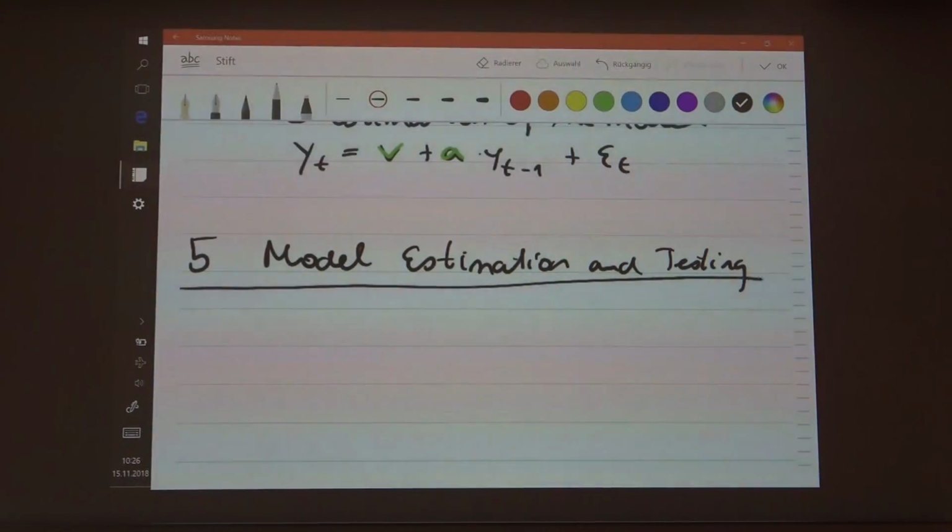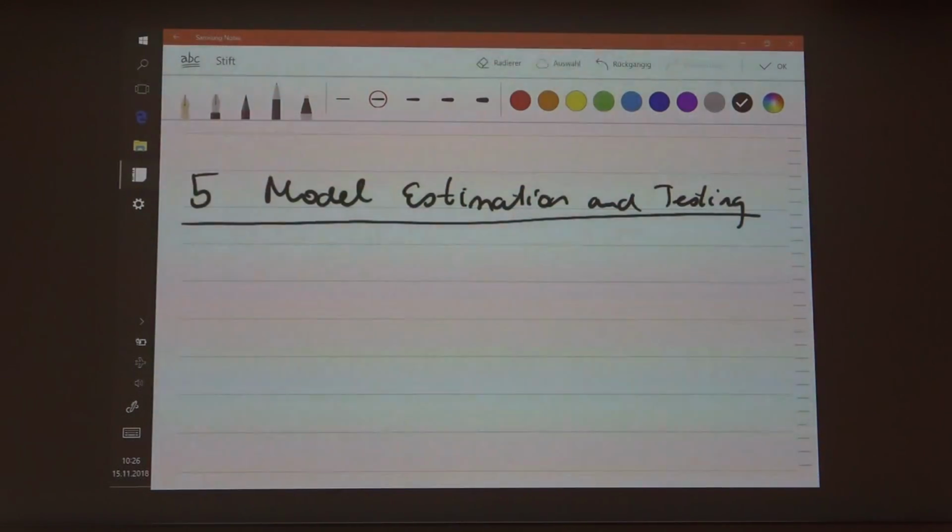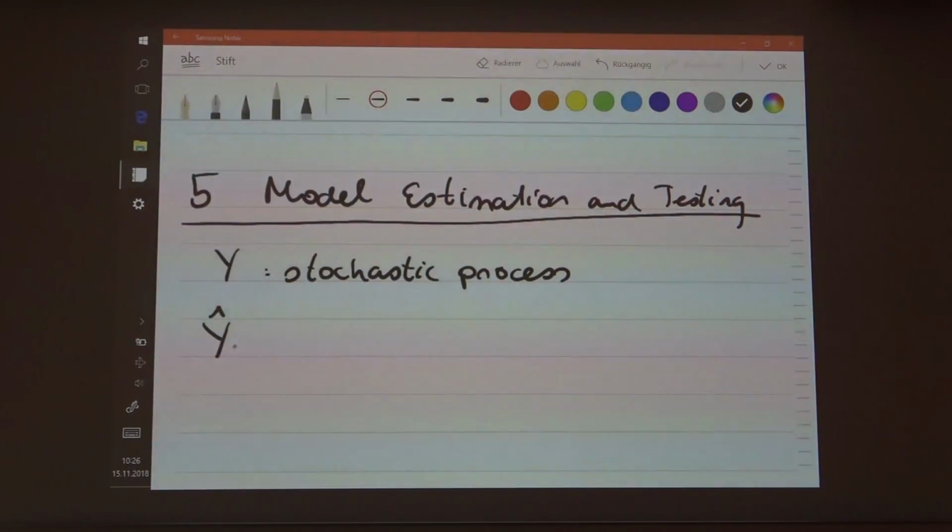Among others, as I announced, you're going to need the ordinary least square estimator. Basically, you have a certain type of stochastic process. Y is a stochastic process. And let's say you have an estimator, called Y hat. This is an estimator at time capital T, so you estimate something at time capital T for point h, or for time T plus h.